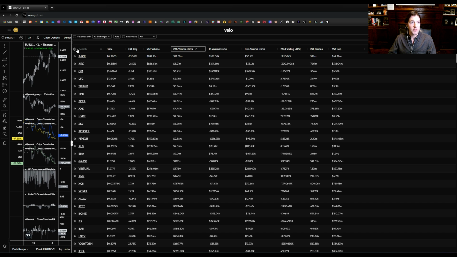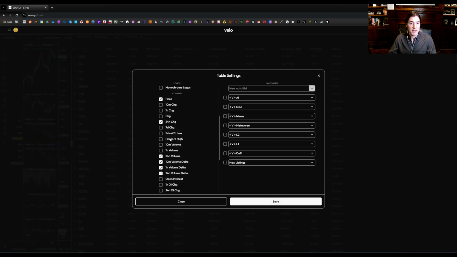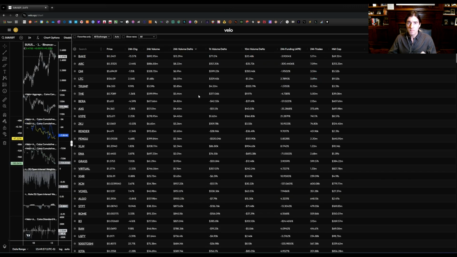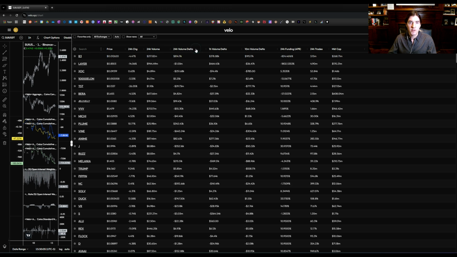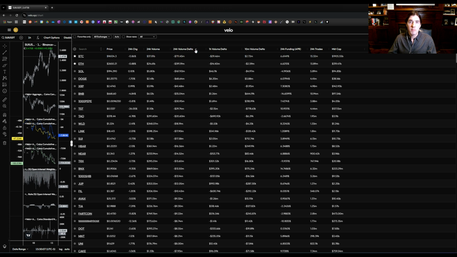To add volume delta, we go up here to the settings button, add volume delta, click all of these, hit save, and then you've got it. And similar to the spaghetti charts, I'm going to write down all the leaders and all the laggards on this list. So that's leaders, and then this is laggards. Give me a second while I do this. I'm probably going to fast forward the video so you don't have to watch me type all this stuff in. And I'm only going to write down the coins that I want to trade.